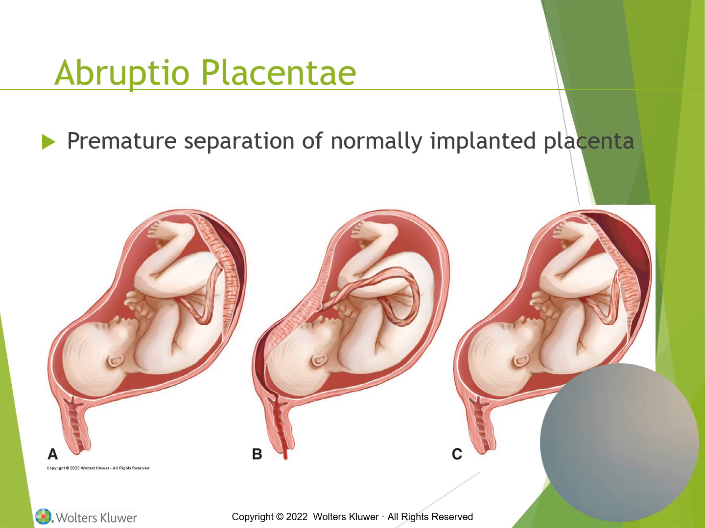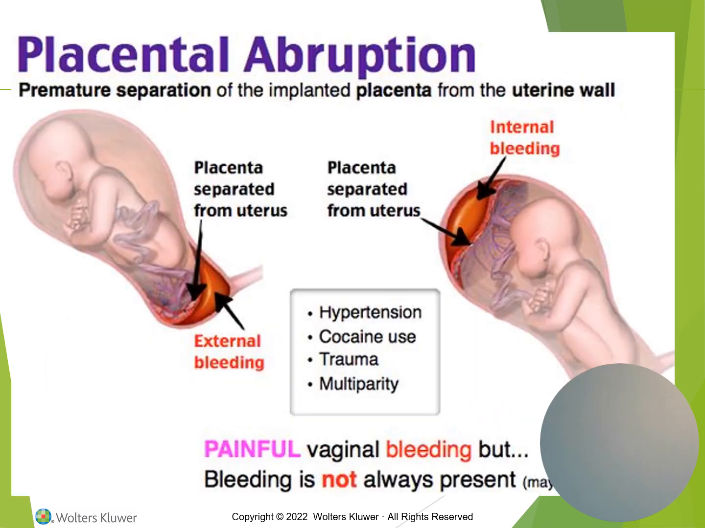So for mom, we're going to give her IV fluids. We may have to give her a transfusion, oxygen. An emergency cesarean delivery might be required. If bleeding is not controlled after delivery, she may require a hysterectomy. And for the infant, it depends on the distress and the symptoms that are seen. Another picture.